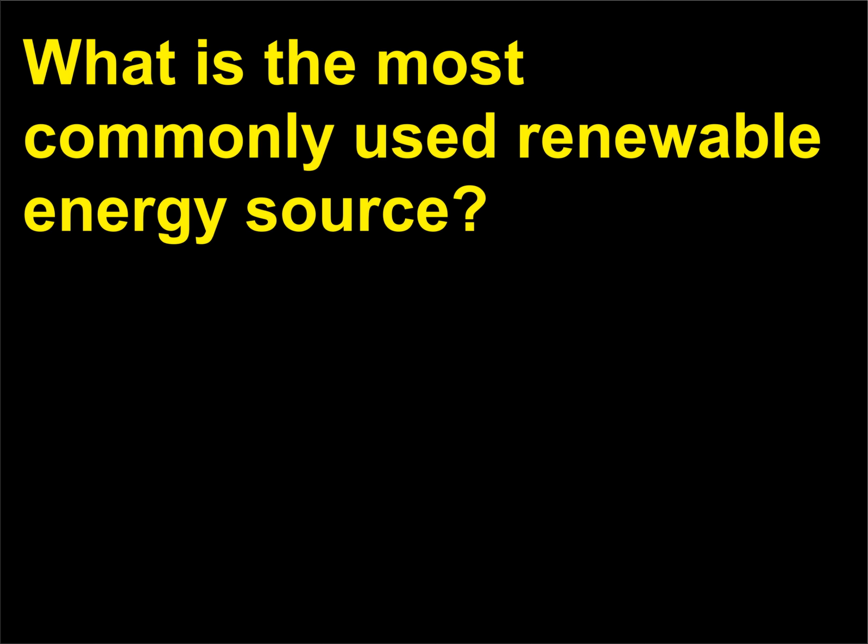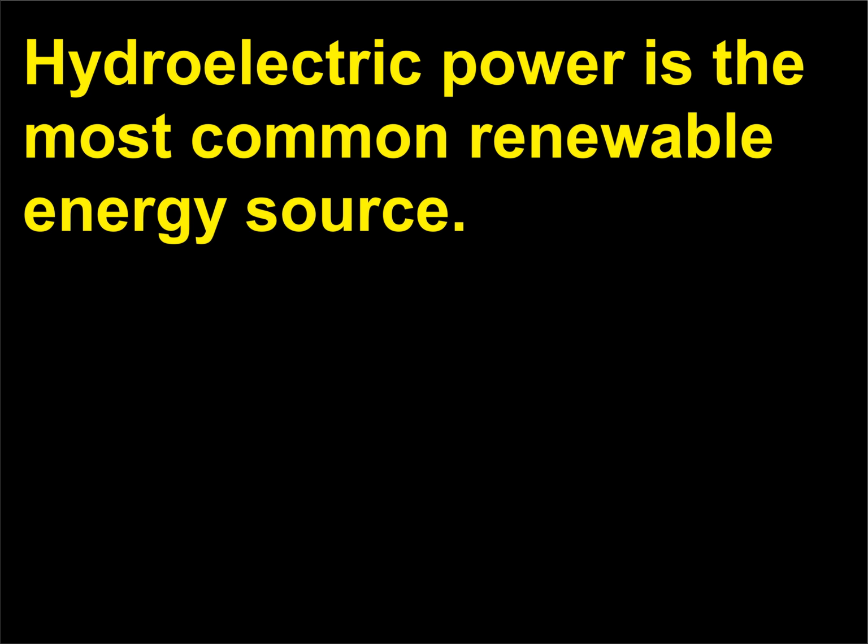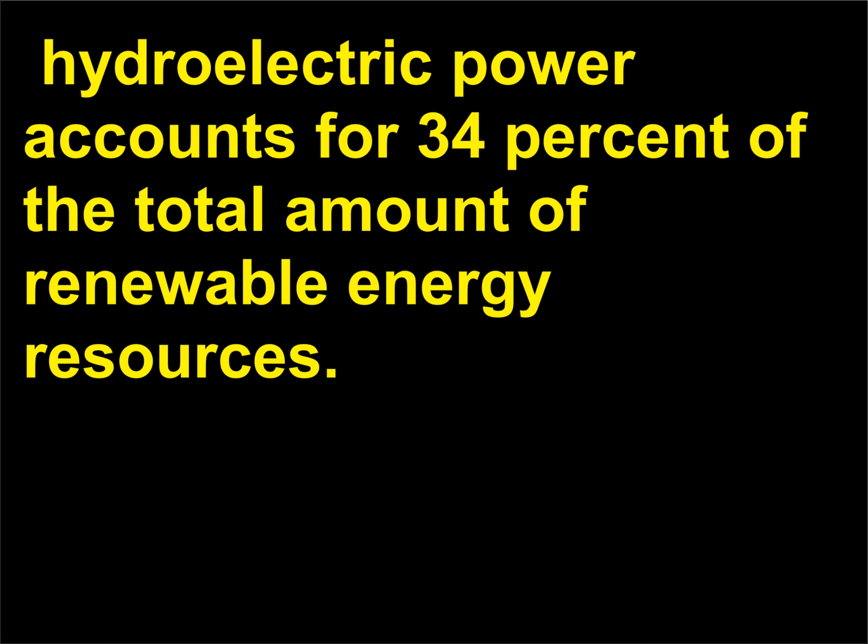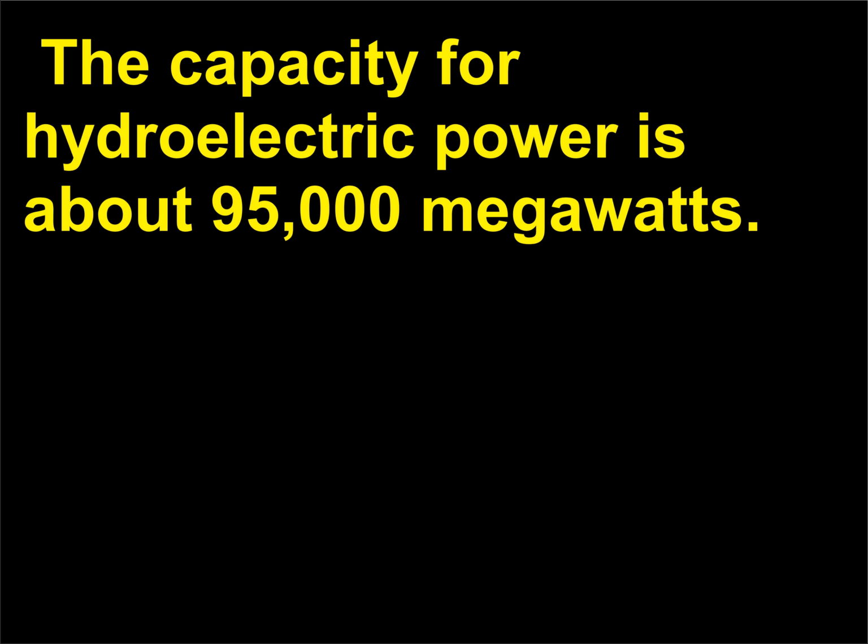What is the most commonly used renewable energy source? Hydroelectric power is the most common renewable energy source. Based on consumption, hydroelectric power accounts for 34% of the total amount of renewable energy resources. The capacity for hydroelectric power is about 95,000 megawatts.